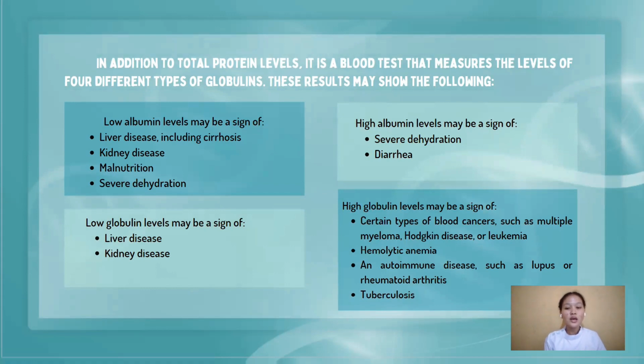If a person has high globulin levels, it may be a sign of certain types of blood cancers, such as multiple myeloma, Hodgkin disease, or leukemia, hemolytic anemia, an autoimmune disease such as lupus or rheumatoid arthritis, and tuberculosis.